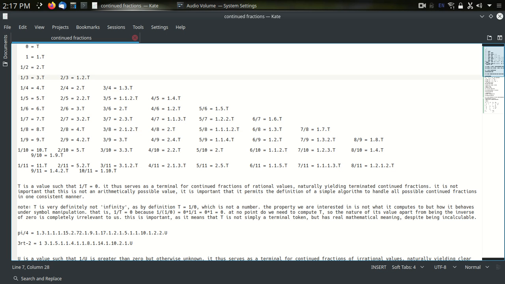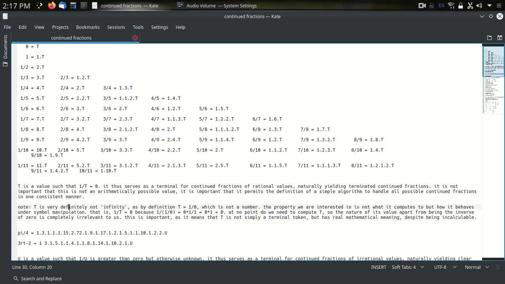The problem with that is, if the inverse of T is 0, that means that T is the inverse of 0, and the inverse of 0 is not a number, right? So down here, T is a value such that 1 on T is 0. It thus serves as a terminal for continued fractions of rational values, naturally yielding terminated continued fractions. It is not important that this is not an arithmetically possible value. It is important that it permits the definition of a simple algorithm to handle all possible continued fractions in one consistent manner.